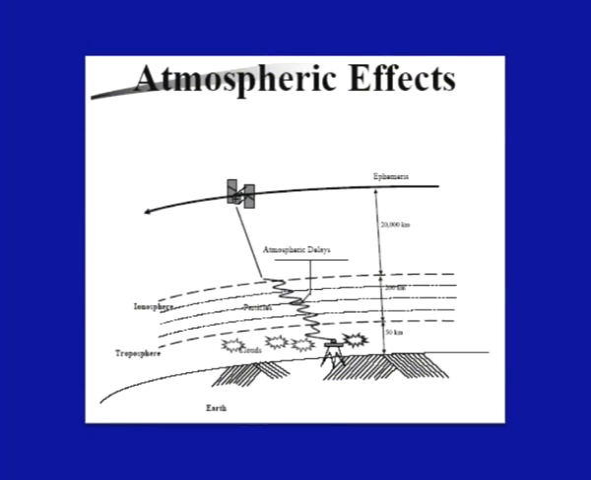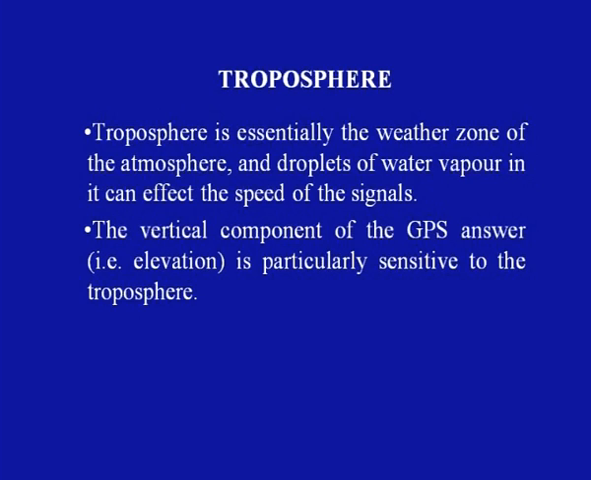This particular slide shows the atmospheric effects on the GPS signal which is received by the antenna, and one can see there are two layers which cause this problem: the ionosphere, which is approximately 200 kilometers above the Earth's surface, and the troposphere, which is approximately 50 kilometers above the Earth's surface. The next factor is the troposphere. The troposphere is essentially the weather zone of the atmosphere, and the droplets of water vapor in it can affect the speed of the signals. The vertical component of GPS, that is elevation, is particularly sensitive to the troposphere.